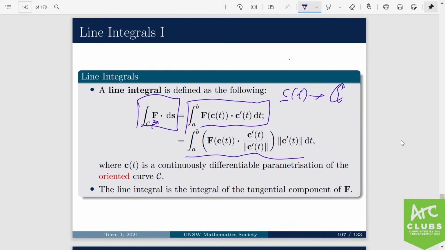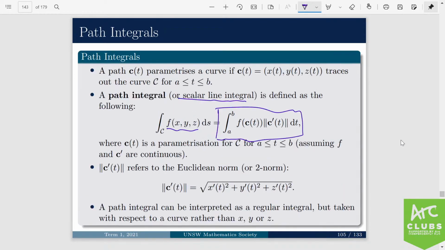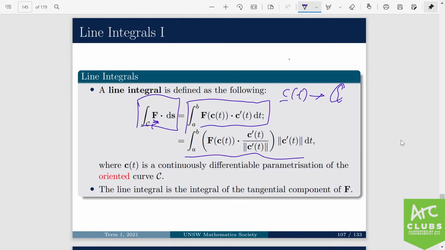And this second line just shows the relationship between this line integral and the scalar path integral. So remember, a path integral is just the function of C(t) times the norm of C dash. And this norm refers to the Euclidean norm, which hopefully you remember from algebra in first year. This norm is just to show the relationship between the path integral. If you want to find the line integral, you just use this one. And essentially the line integral is the integral of the tangential component of F, if that explains anything.